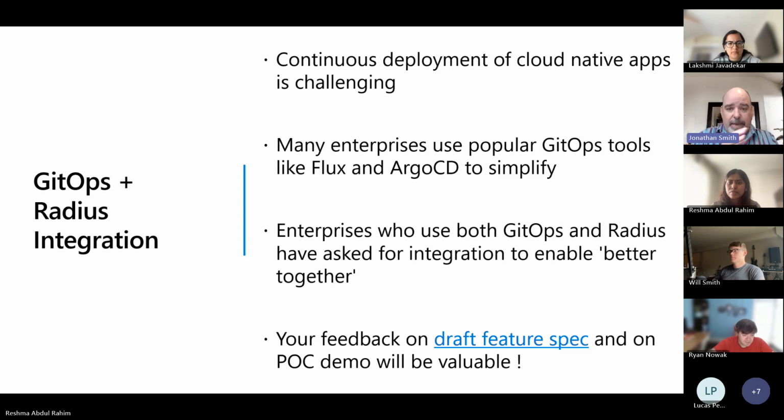And in parallel with speccing out that work and getting feedback, as mentioned, Will Smith has been working on a POC to flesh out how we might design and build some of this work. So we'd be really interested to hear input from the community on what's your view of the priority of GitOps integration with Radius? What's your preferred tool, Flux or Argo CD, or something else?